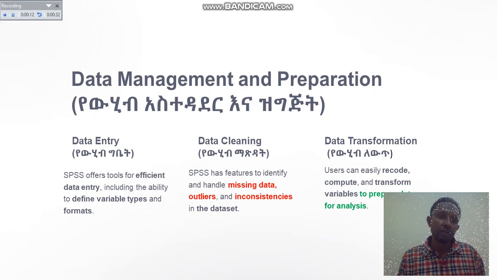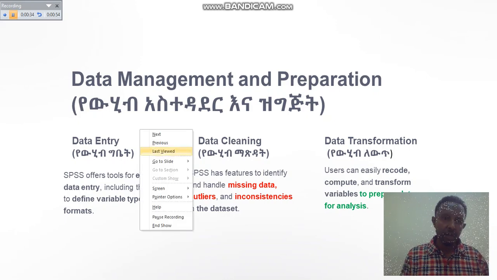Here there are three uses to be mentioned. The first one is to enter data. Data entry can easily be processed in SPSS. And the second one is data cleaning, and the third one is data transformation.